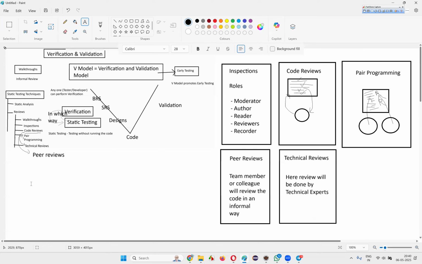Great. Fine. So with this, guys, we are done with the different static testing techniques. Verification testing will be done in a static testing way, and to perform verification testing in a static way on these documents and code, there are different static testing techniques that people generally follow in real time. One is static analysis, another is reviews. Under reviews, we have walkthroughs, inspections, and code reviews. Under code reviews, we have pair programming, peer reviews, technical reviews, and maybe many other things too, but the important things I have listed down here.